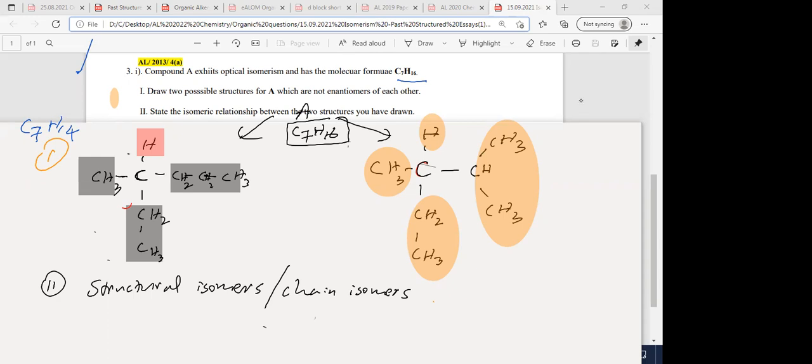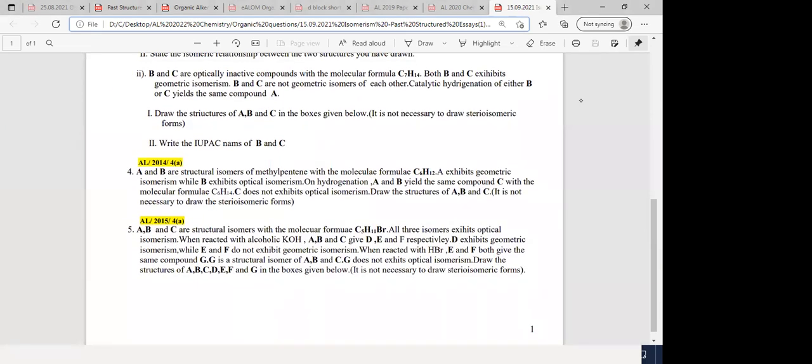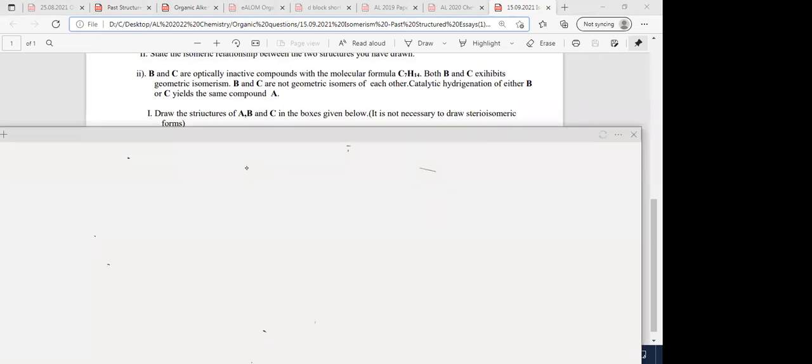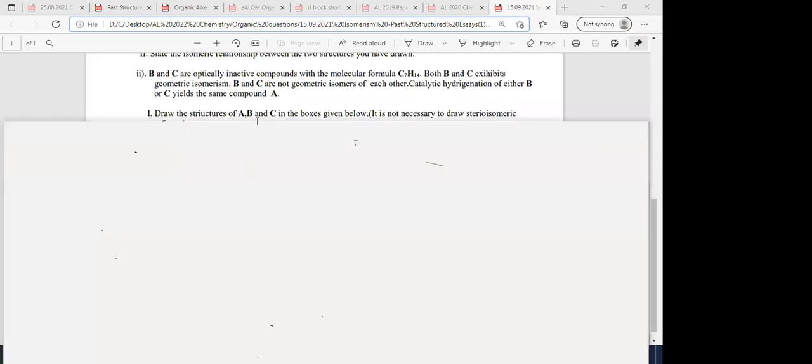So then they ask about B and C, next part. Look at the next part. B and C are optically inactive. Again you have to pay attention to the keywords in the question. B and C optically inactive, and they have the same formula C7H14. And the next point they have given, both B and C exhibit what isomerism? Geometric. Both B and C are geometric. It can be cis-trans or only geometric.